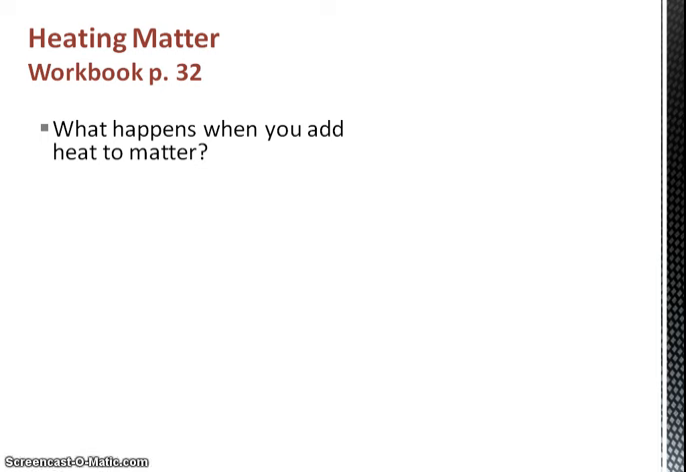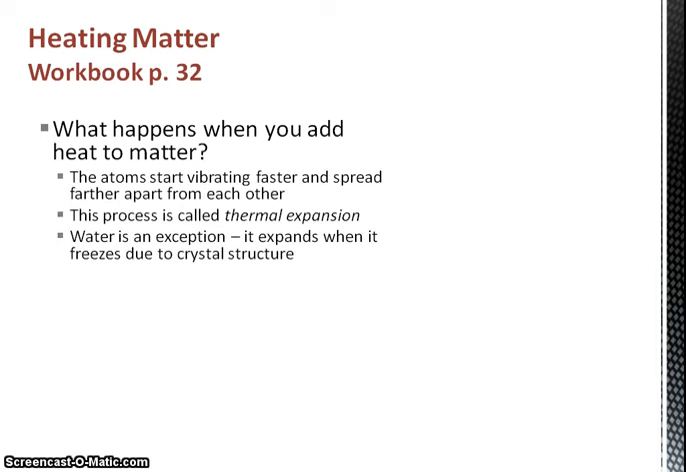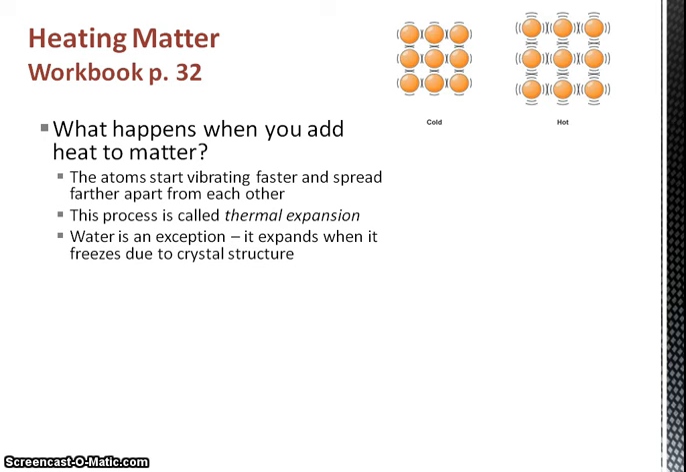Alright, so what happens when you add heat to matter? Well, what you're really doing is giving it more energy, so the atoms or molecules in that object start vibrating faster, and then they spread farther apart from each other. So this is a depiction of what's going on. If you have a colder object, these lines indicate how those particles are vibrating. As you add heat, they start to vibrate more and more, so that they actually need more space and start to spread out from each other. We call this process thermal expansion.